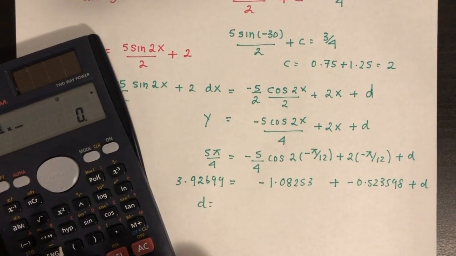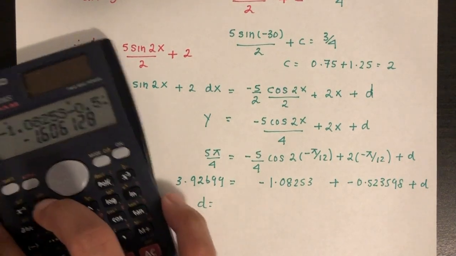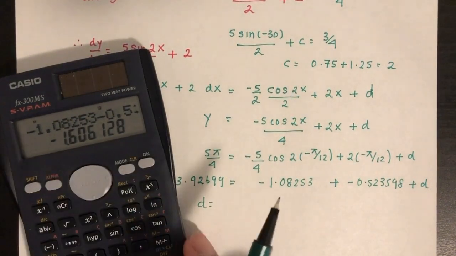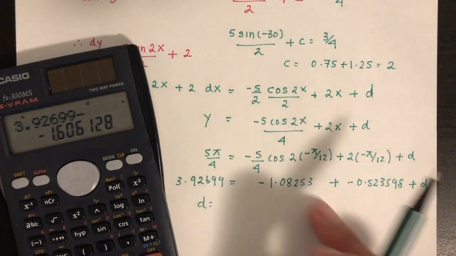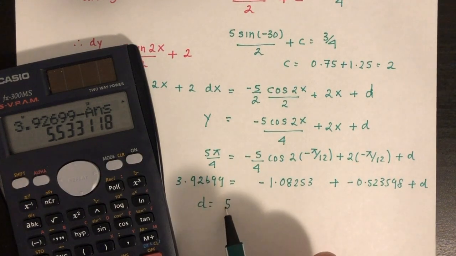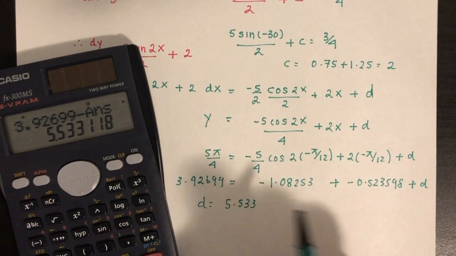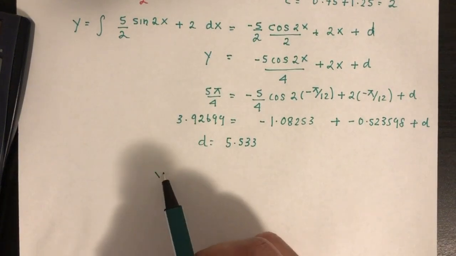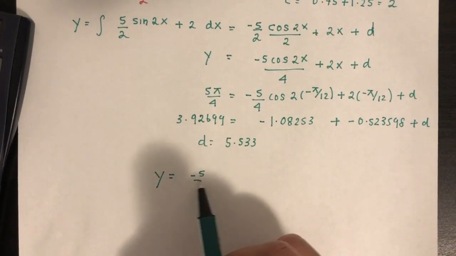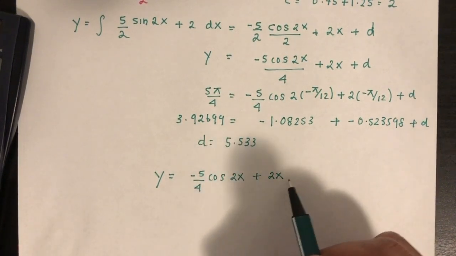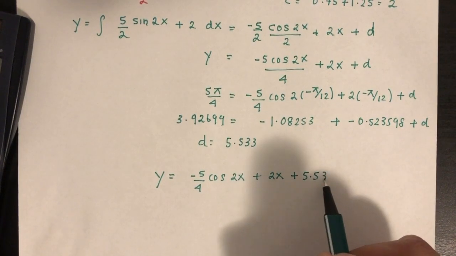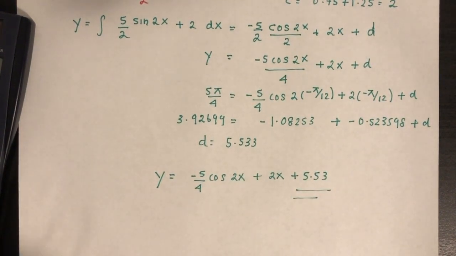Now to find the value of d, we have to send all this over here. So minus 1.08253 minus 0.523598. So these two, that will be this much. And then when we send this over here, it becomes plus. So 3.92699, this side minus this side, that will become 5.533. So finally, the value of y, which is the equation of the curve, is equal to minus 5 over 4 cos of 2x plus 2x plus d, which is 5.53, correct to 3 significant figures. So this is the equation of your curve.